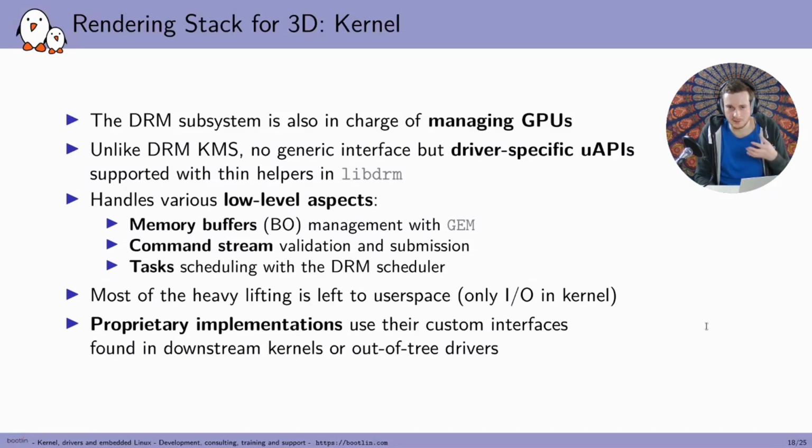So this is for the DRM part, but usually for GPUs, there are also proprietary implementations that can exist, and these are not using DRM, they are using their own specific interfaces, which are found usually either in downstream kernels, so kernels that were modified by vendors or manufacturers to include their own GPU drivers, or it might be out-of-tree drivers that you can build against the official kernel and use as modules.